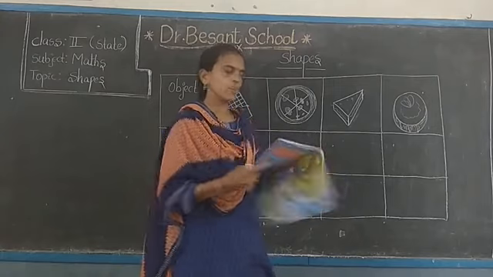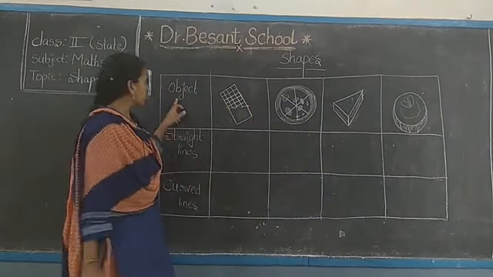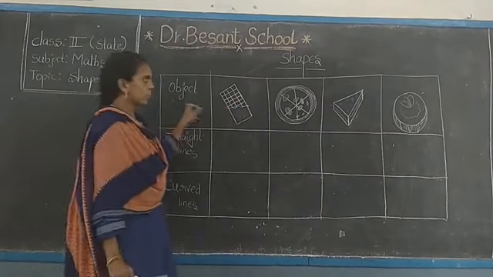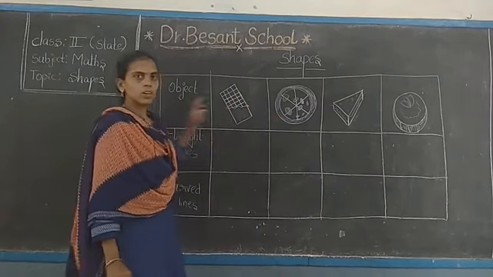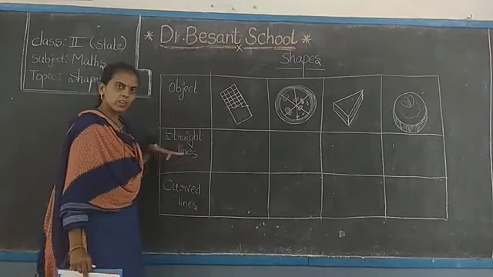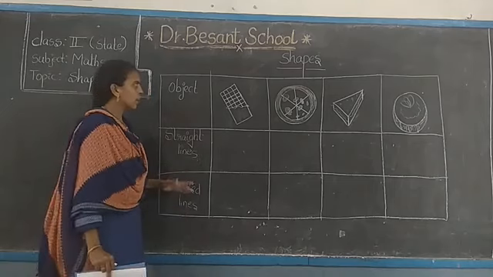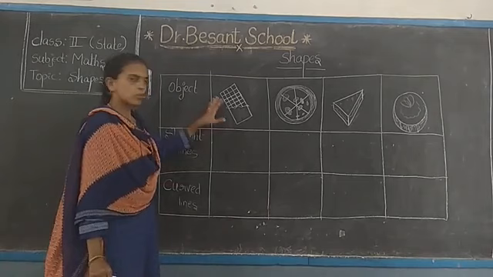Okay, first one. They have given a column of objects, with pictures of these objects, and in the second column they have given straight lines, and the third one is the curved lines column. So first one comes to the first one.